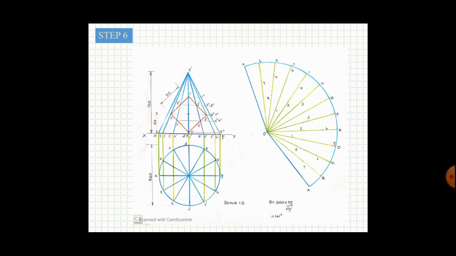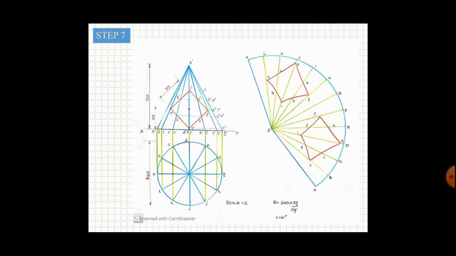Similarly, you measure the distances to all the cutting points and mark them along the corresponding generators. So you will get the points like this. Now in the next step, you join them with a smooth hand. Since it is a cone, you don't use straight lines. You just join from 1 to 2, 2 to 3, 3 to 4, 5, 6, 7, 8 using freehand sketching.